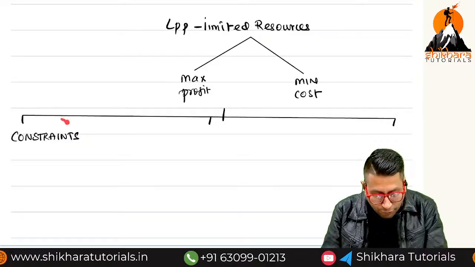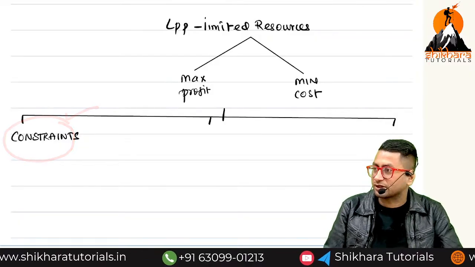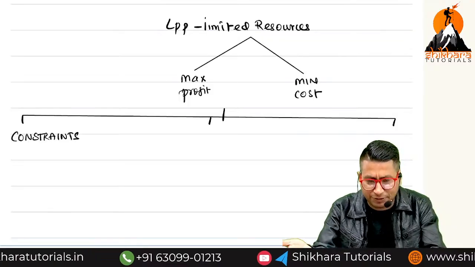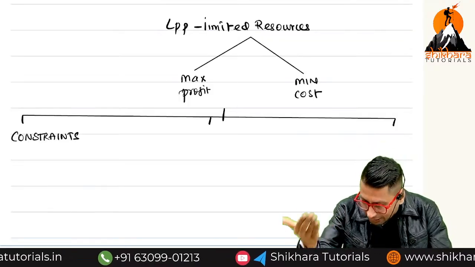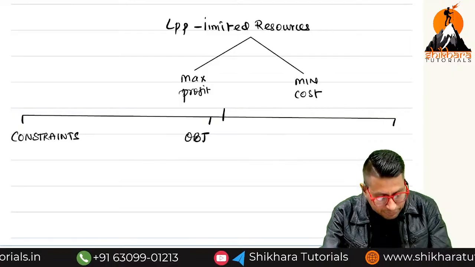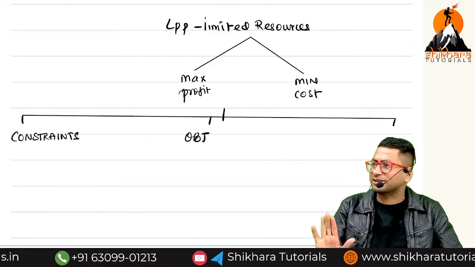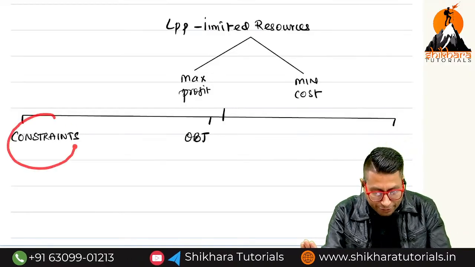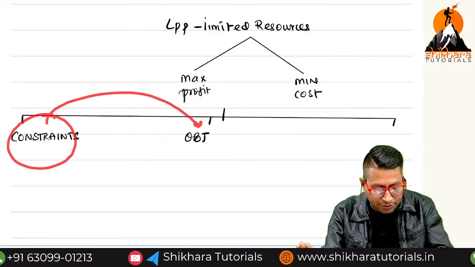So that is why first identify what the constraints are. Clear? Constraints can be financial, non-financial, anything. Examples I've given, right? Next. Second thing is objective. Constraints means limitations. What is limited? After finding out the constraints, I need to find out what?